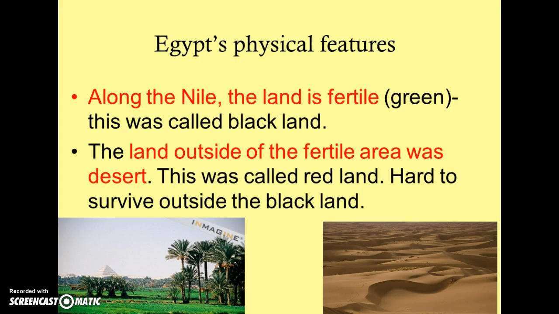Egypt has some physical features that make it unique. There were two types of land, the black land and the red land. The black land you can see on the left side, and that was the land that had the rich, dark soil. And this was an area that was fertile and things could be grown along the Nile. The land outside of the fertile area was called the red land, and that was desert, and it was very hard to survive outside in this environment.